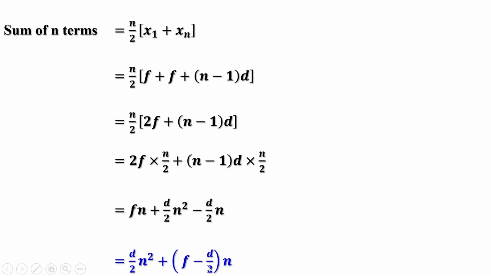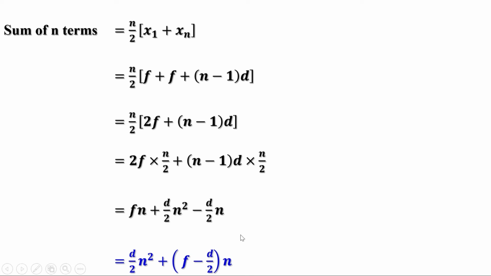So we can say the sum of n terms of any arithmetic sequence is of the form a n square plus b n, where a and b are fixed numbers. That means there is a term containing n square and there is a term containing n. There cannot be a term containing n cube, n raised to 4, etc. Or there cannot be a term containing 1 by n square, etc.